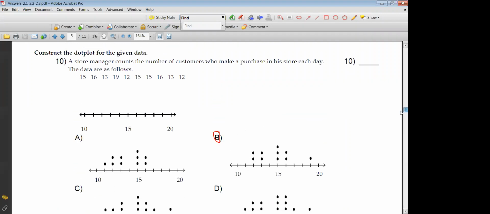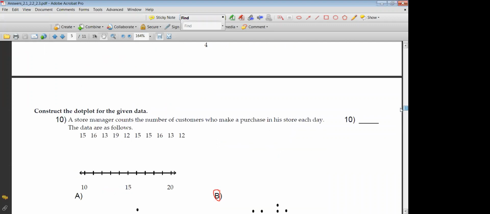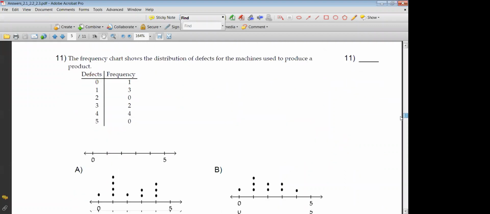So I say to myself, let's see. Oh, here's my data. Guess what? There are no 11s. So it can't be a dot over 11 if there are no 11s in my data set. Letter B doesn't have any 11, so it's correct. I'm done. I got my right answer. There's no need to figure out, are there 2 dots over 12? Yeah, there's a 12 there, there's a 12 there. But once I found out that there were no 11s and letter B was the only one that didn't have a dot over 11, what more could I do? I got the right answer. Move on. Don't sit there second guessing yourself.